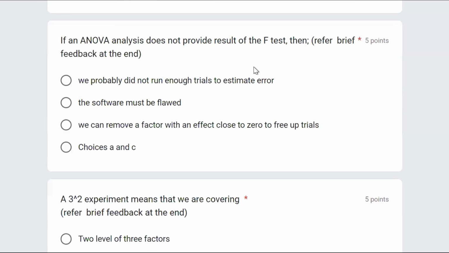This is an interesting question on ANOVA. If an ANOVA analysis doesn't provide the result of the F test, then there is also tiny feedback at the end. Also, you'll get it. So the answer is we probably didn't run enough trials to estimate error. The software must be flawed. We can remove a factor with an effect close to 0 to free up the trials. So these two could be probable reasons.